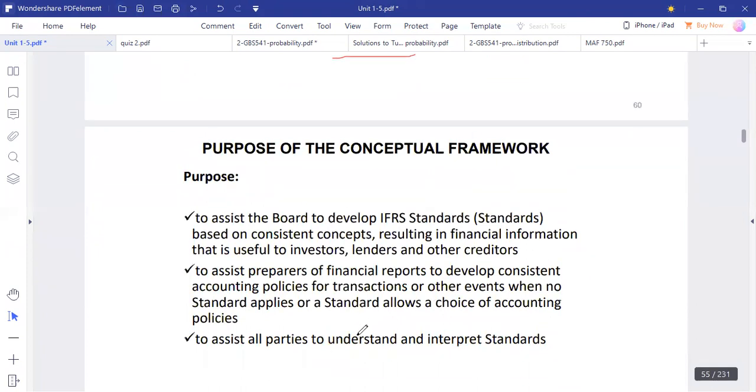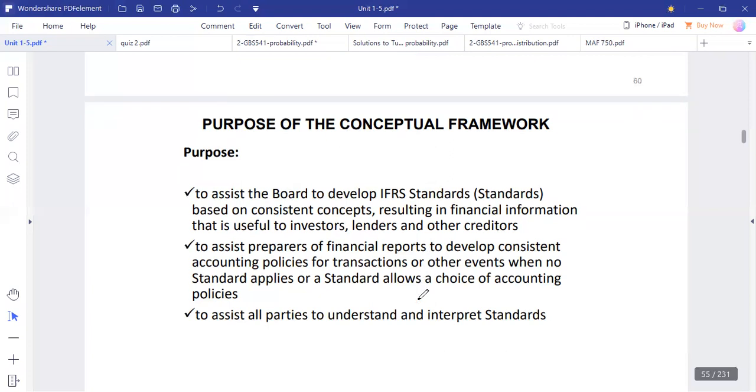So the purpose of the conceptual framework is, number one, to assist the board to develop the reporting standards based on consistent concepts, which may result in financial information that could be useful to investors, lenders, and other creditors. It is also important because it assists people who prepare financial reports to develop a consistent accounting policy for a transaction or other events when there is no standard that applies to them. They can use a choice of their own within the framework that has been outlined. Whenever they come up with those accounting standards, they look at the various constituents available in terms of reporting. How do we report accounts to do with partnerships, charitable organizations, government institutions? So they came up with accounting formats or standards, as we may call them. The conceptual framework is also there to assist all parties to understand and interpret these standards.